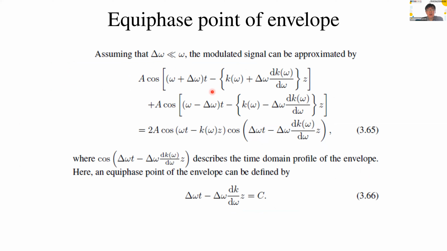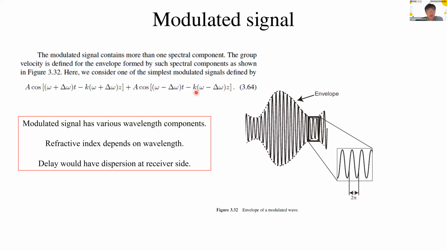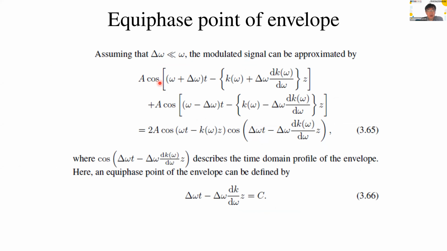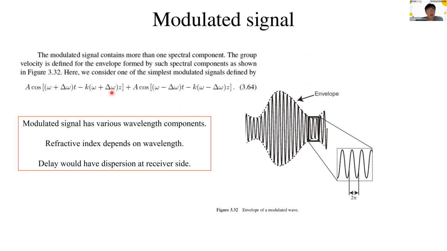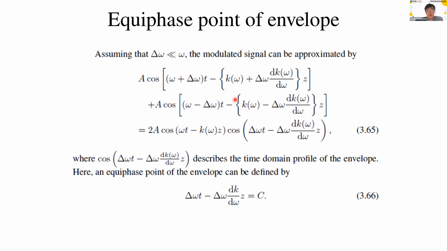Here we can describe the two spectral components like this, this one and this one. It's not so complicated. As I mentioned, the wave number k can be described as a function of the angular frequency. If the delta omega is small enough, we can use a Taylor expansion. Just by using the Taylor expansion, we can get a simple equation like this.